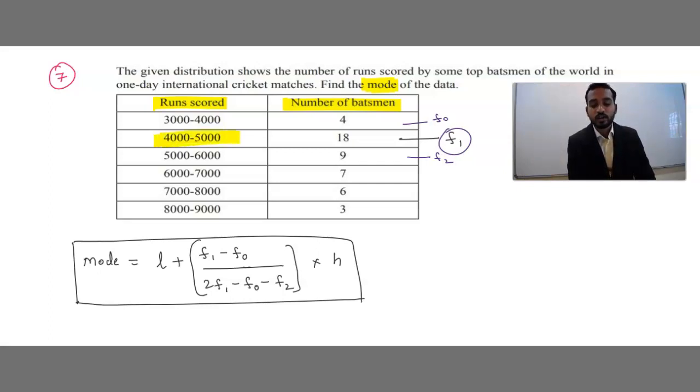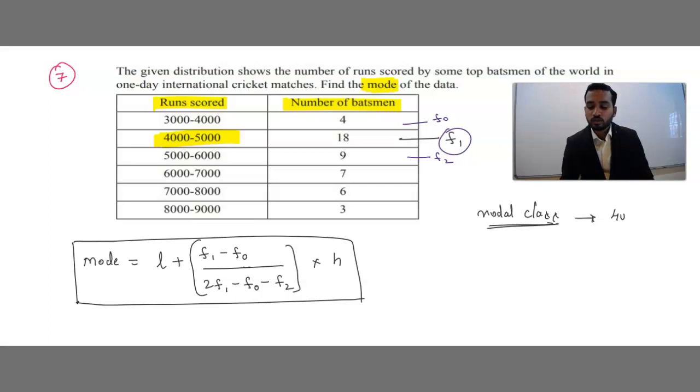From the first value, what is the range? This range is known as... sometimes it is asked for 1 mark. Okay, you should not forget. That is modal class. Which class? Modal class. So what is modal class?